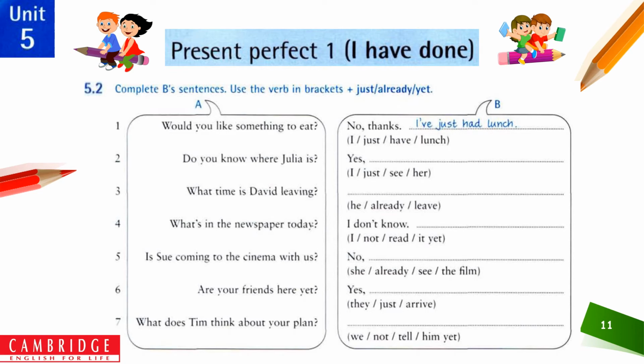Students, here we have 5.2. Complete B sentences. Use the verb in brackets plus just, already, or yet. Any one of these you can use. For example, the first one, would you like something to eat? No, thanks. I just had lunch. So here, in the first place you are given the set of questions, and in the second place you are given the answers with jumbled words. Accordingly, you need to think and give the answer.